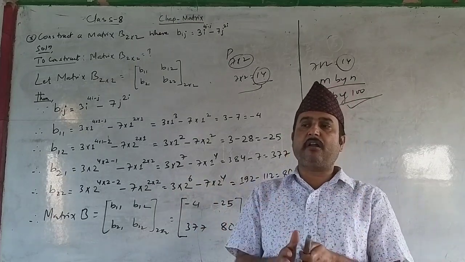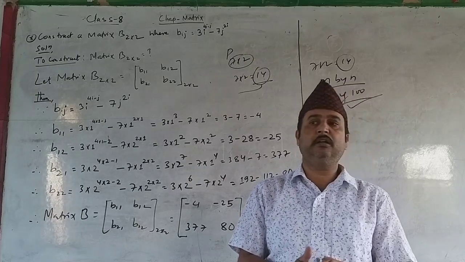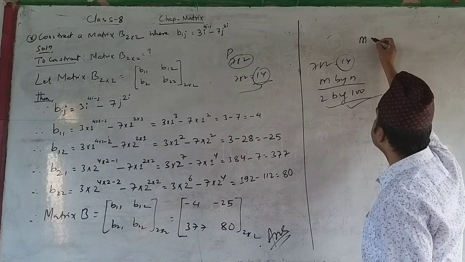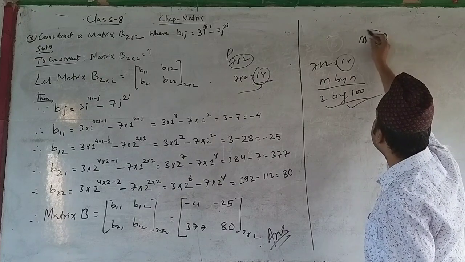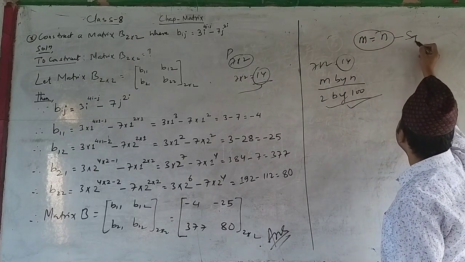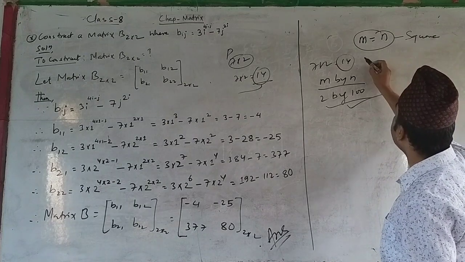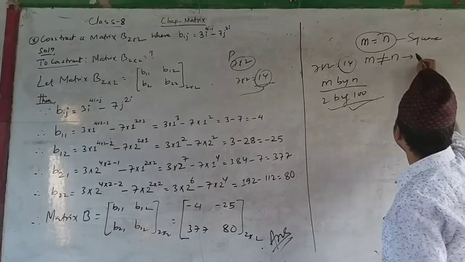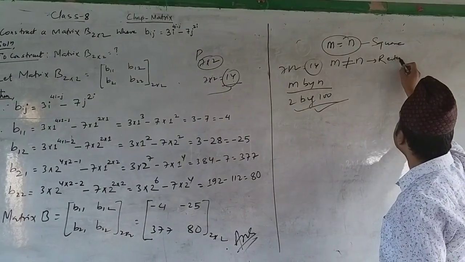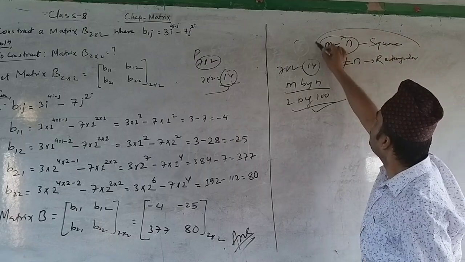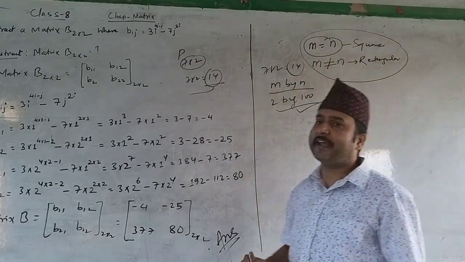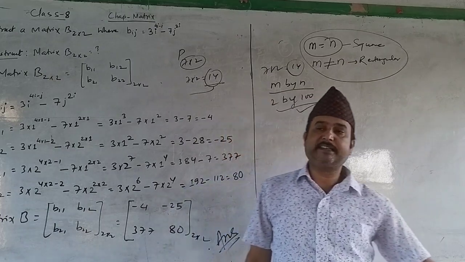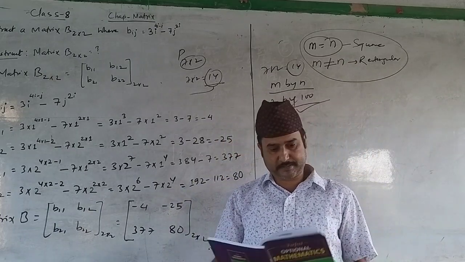After identifying the order, you know that if m is the number of rows and m is the number of columns, if the number of rows equals the number of columns, it is a case of a square matrix. If the number of rows is not equal to the number of columns, then it is a case of a rectangular matrix. On the basis of this theory, we can identify which matrix is a square matrix and which is a rectangular matrix. Go for next.